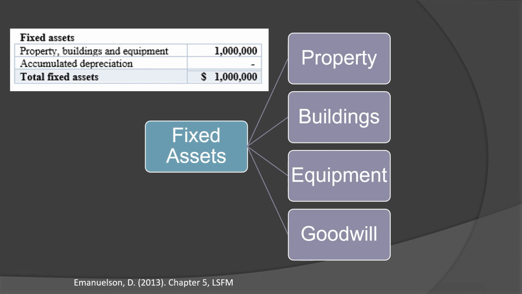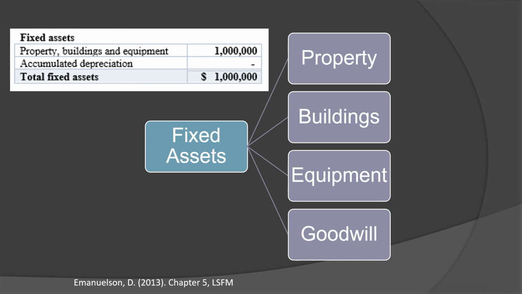So now we need to consider the fixed assets. So fixed assets are things that are not easily converted into cash. So this includes things like property, buildings, equipment, and goodwill.